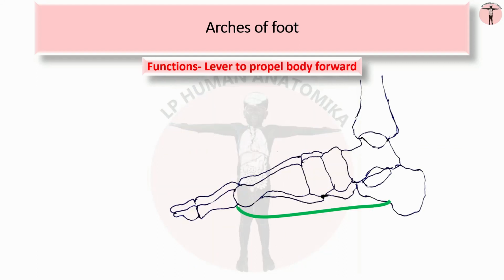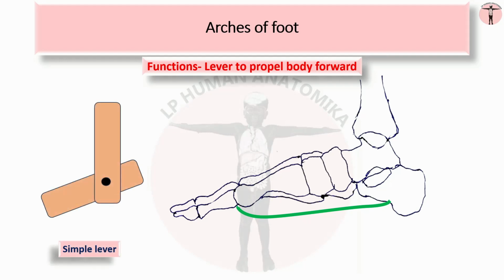The second function is to act as a lever to propel the body forward in walking and running. If the foot possessed a single strong bone instead of a series of small bones, it could sustain the body weight and could act as a rigid lever for forward propulsion. But with such an arrangement, the foot could not have adapted itself to uneven surfaces, and the forward propulsive action would depend entirely on the activities of the gastrocnemius and soleus muscles.